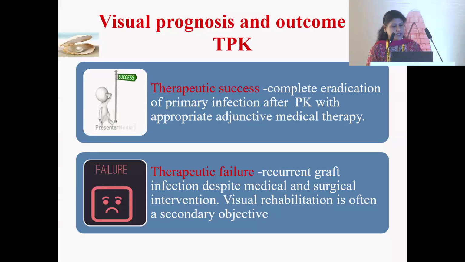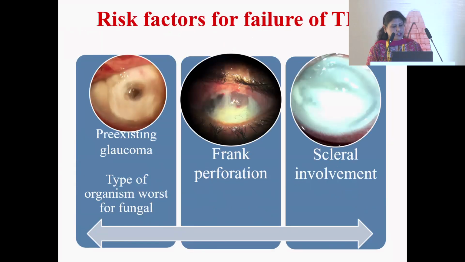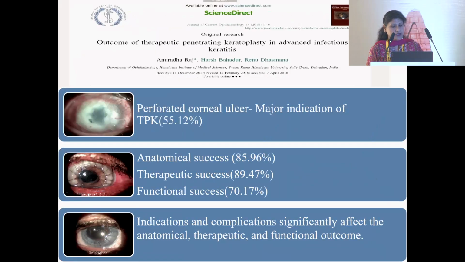For visual prognosis, therapeutic success is if we have completely eradicated the primary infection, and therapeutic failure is if it gets infection again despite best medical and surgical intervention. Risk factors are pre-existing glaucoma, and if it is fungal, then the prognosis is not very good. Larger perforations lead to a worse prognosis and scleral involvement.